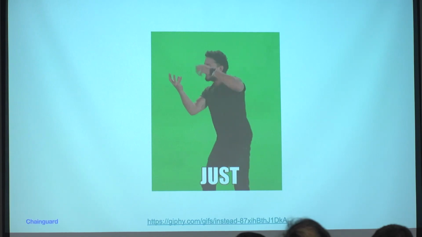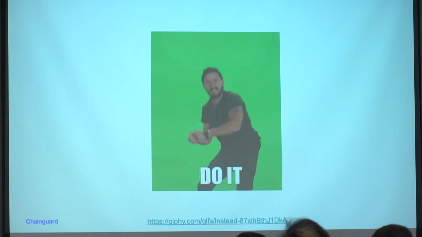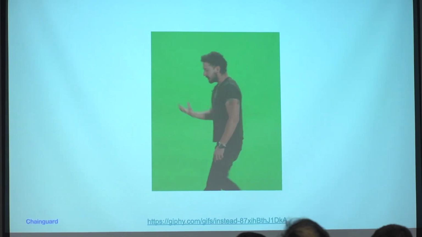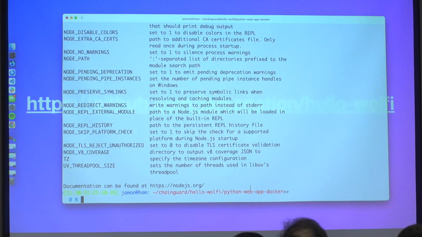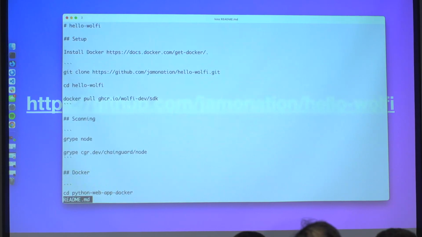So let's do this. We've got a couple of minutes. Anybody who wants to see how we build images, we can do this. So there's the repository. I've already cloned it. If you've been following along, let's see. We've got a README, and we can just follow these steps. So here, Docker, we've got that. We've cloned the repository. I'm in the Hello Wolfi directory. I've got the SDK as well already.